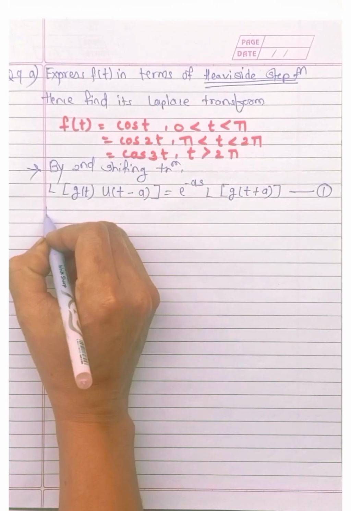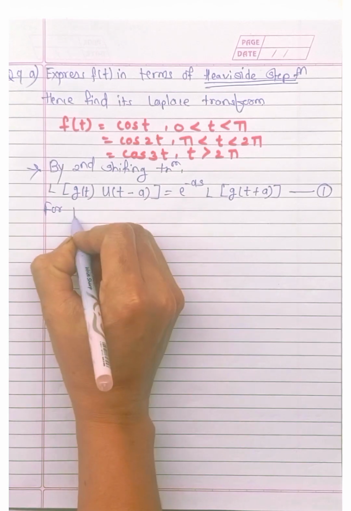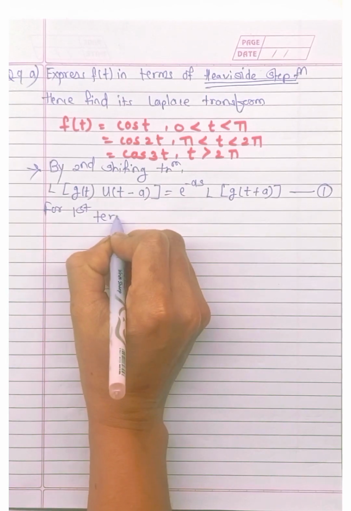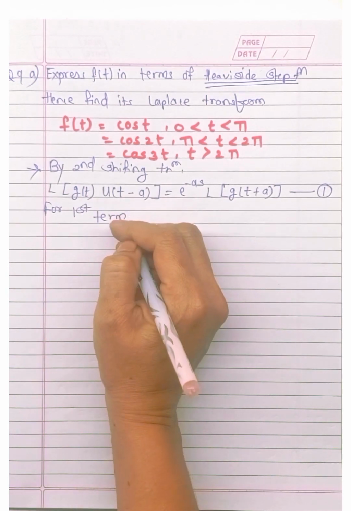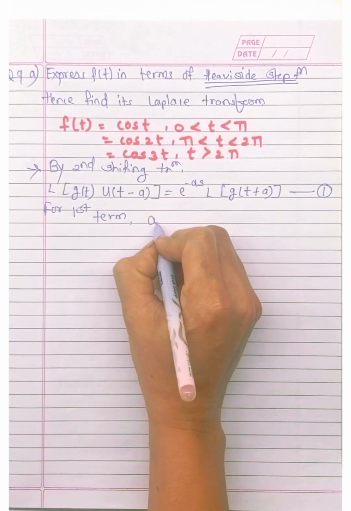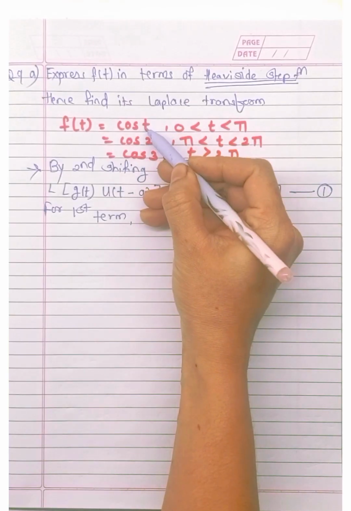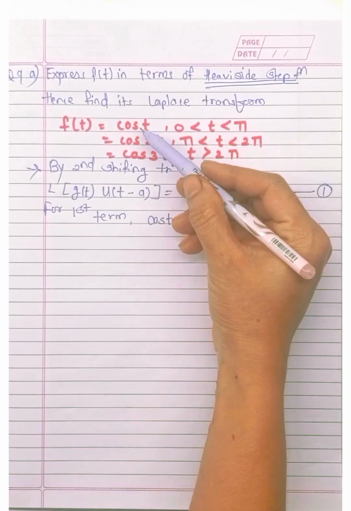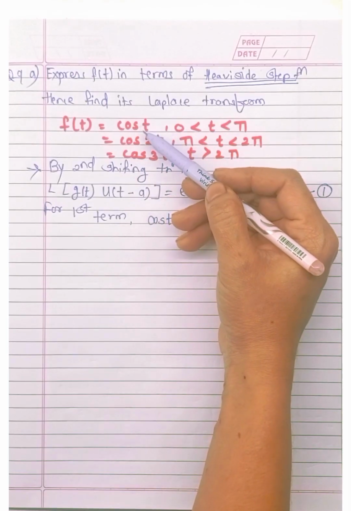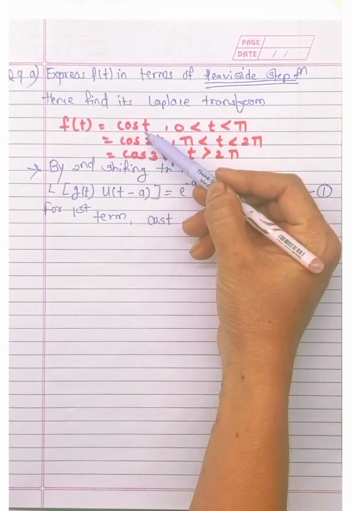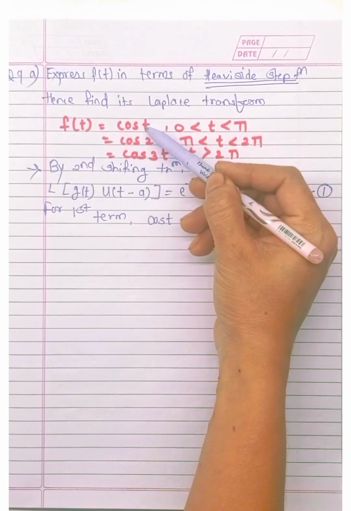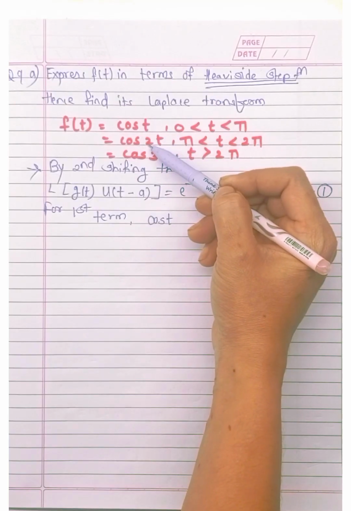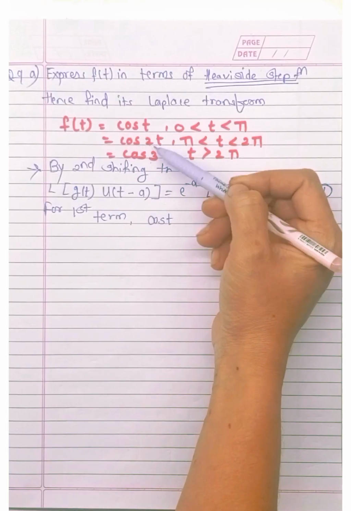So, first term that I am taking here, for the first term, I am writing here the given expression. This is f1 of t, f2 of t, f3 of t. Three different functions they have given here. So we are solving this question in 3 different parts. First part for cos t. Then in the second part we are combining these 2 functions. And in the third part we are combining these 2 functions.